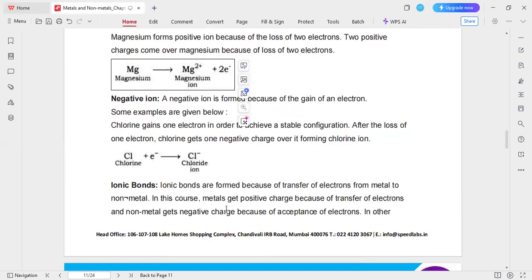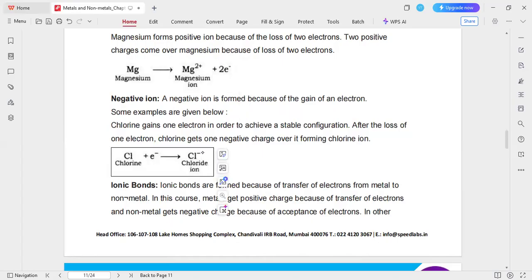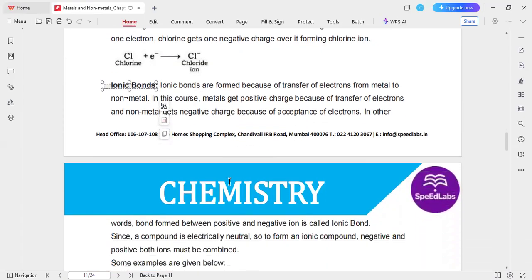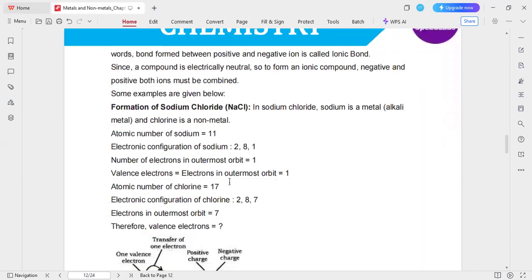You can see. Similarly, chlorine's atomic number is what? 17. 2, 8, 7. To become stable, it will gain 1 electron and become Cl minus ion. Yes or no? So what is an ionic bond? The bond which is formed between metals and non-metals by the transfer of electrons. By the transfer of electrons. You can see here, formation of NaCl.